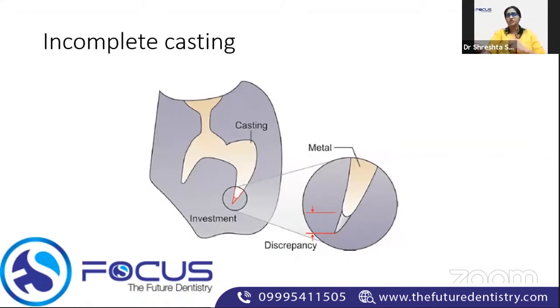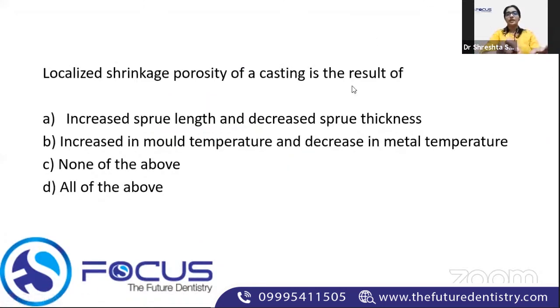So we will come to some questions. Please put up your answers in the text chat box so that I can also see them, so we can have a lively discussion. It shouldn't go on too long. Your first question is on localized shrinkage porosity. Remember what I told you about it? Localized shrinkage porosity of a casting is a result of: these are your options. It could be because of increased sprue length and decreased sprue thickness, increased mold temperature and decreased metal temperature, none of the above, or all of the above.